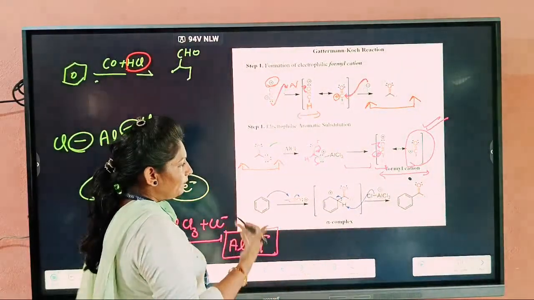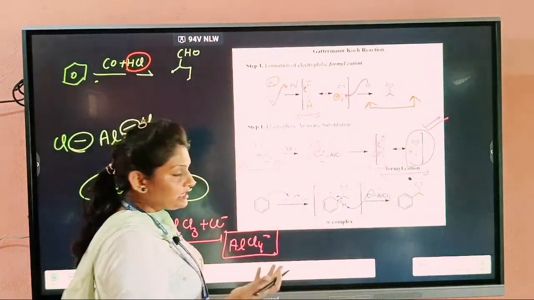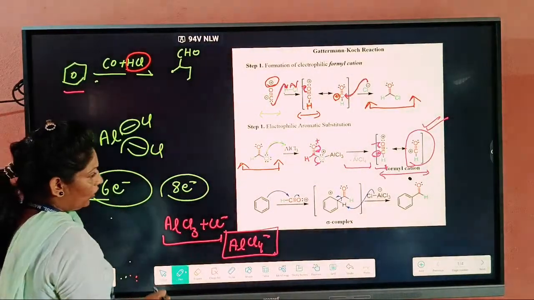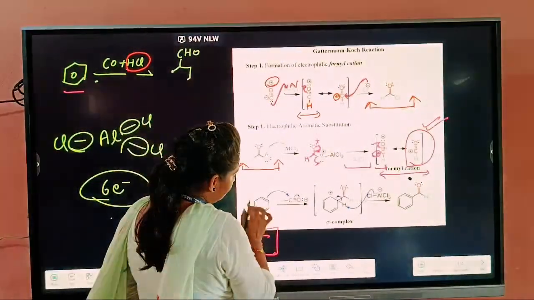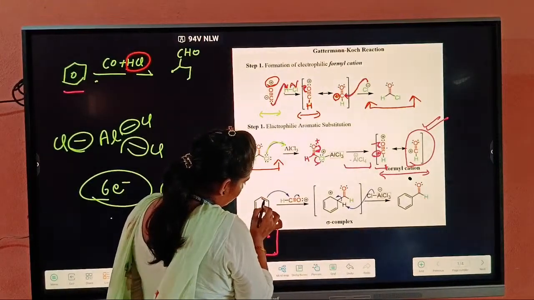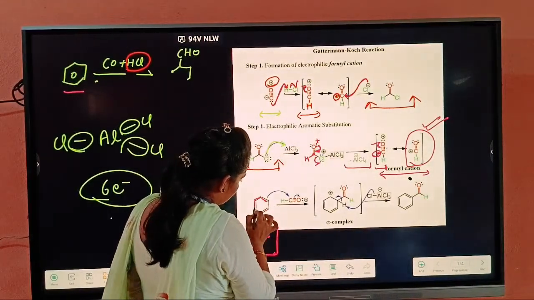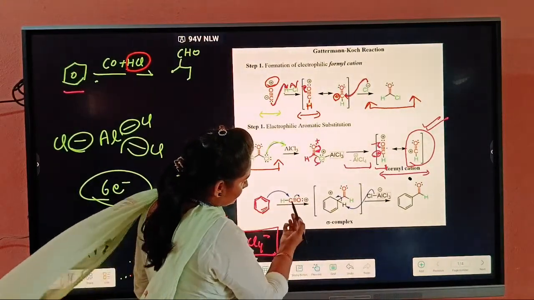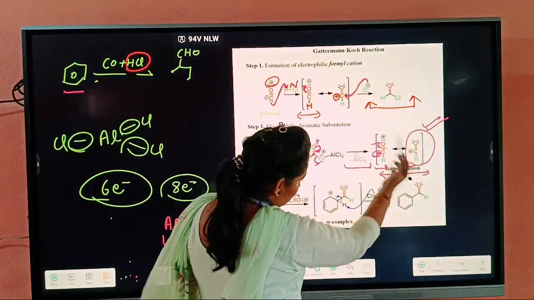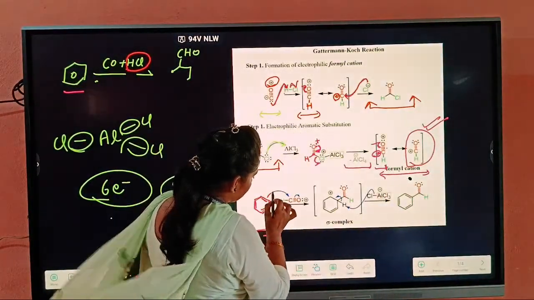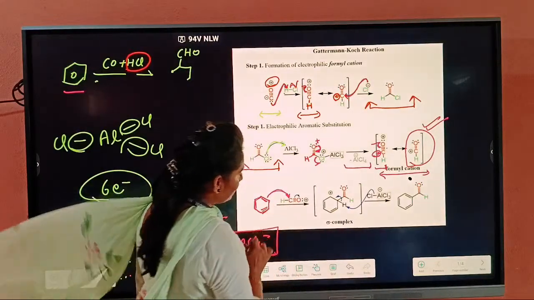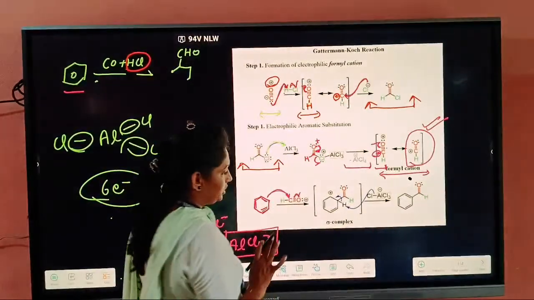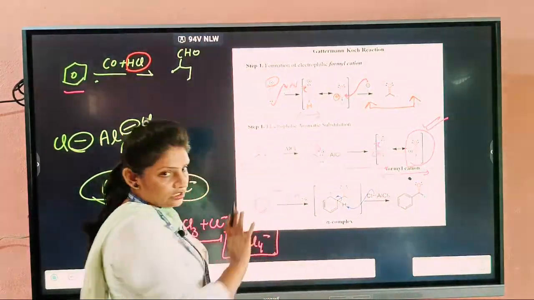Okay, now it will attack the substrate. What is the substrate we have? Here we have benzene. Okay, so what will happen? Here you can see pi bonds availability in the benzene ring. Due to availability of the pi electrons, here positive charge is on carbon, so this pi bond can support this carbon. So from here this bond will shift again at the oxygen, which is making this species stable.